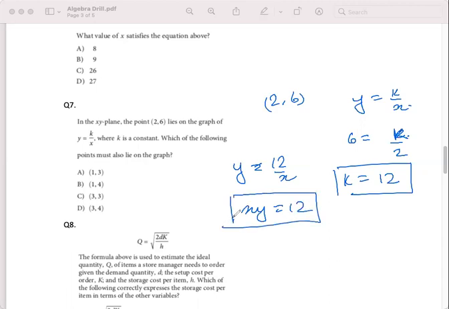This is the graph. So 1 into 3 is 3, so this can't be the answer. 1 into 4 is 4, 3 into 3 is 9, 4 into 3 is 12. So the answer is D. Okay.